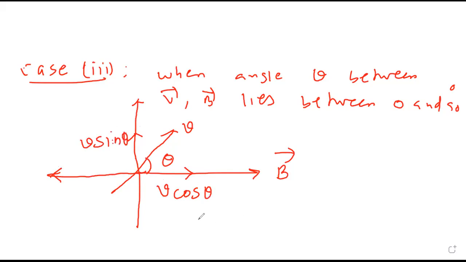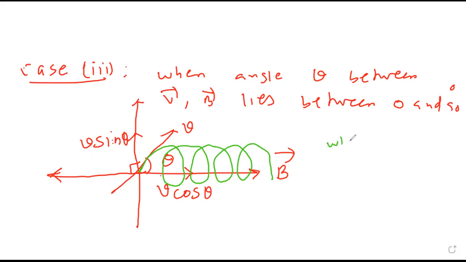So V cos theta will pull the charge in a straight line. V sin theta is perpendicular, so it will try to pull it in a circle. So it will follow a path called helix. This will move in a straight line. This will move in a circle. So this charge will follow circle plus straight line. Circle and straight line, this is called helix.